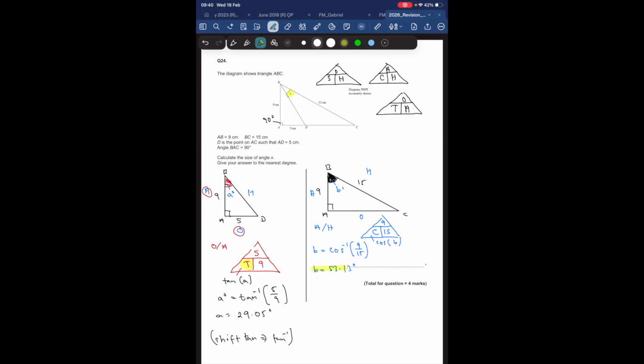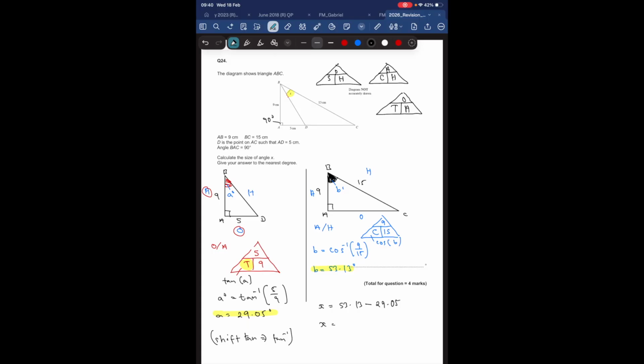So we have our two angles. B is equal to 53.13 degrees. A is 29.05. And as we said before, to get X, we just need to subtract these two angles. So the angle X will be 53.13 minus 29.05 degrees. We're going to work that out.